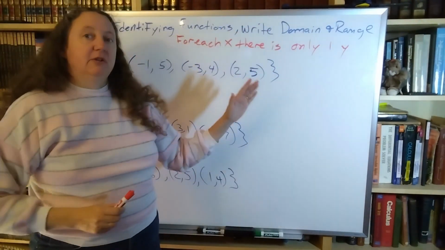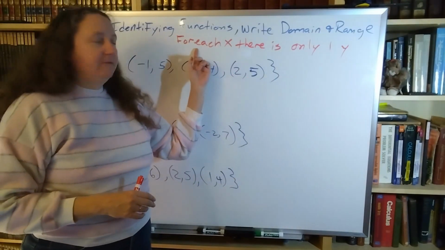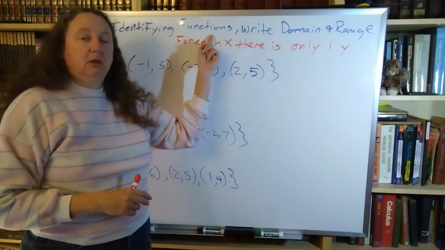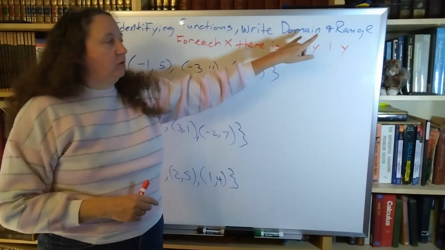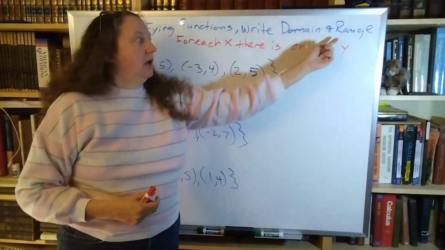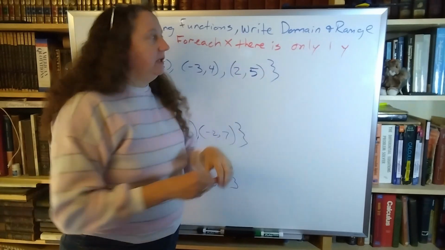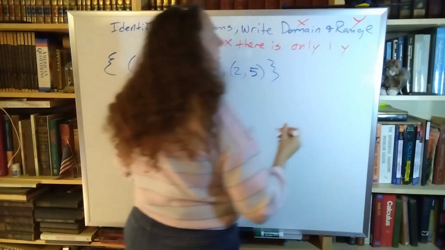For any relationship, you can have multiple x's and multiple y's. But if it's a function, there's only one y for each x. And then the domain and range: the domain is whatever x can be, and the range is whatever y can be. So domain is x, range is y.